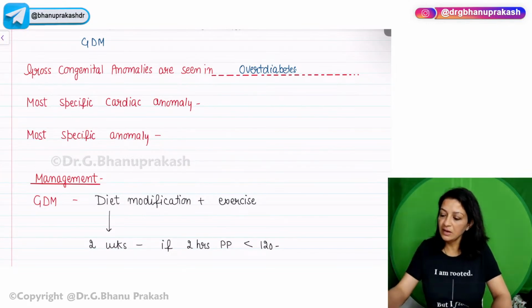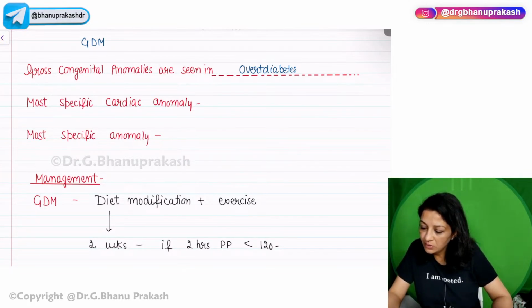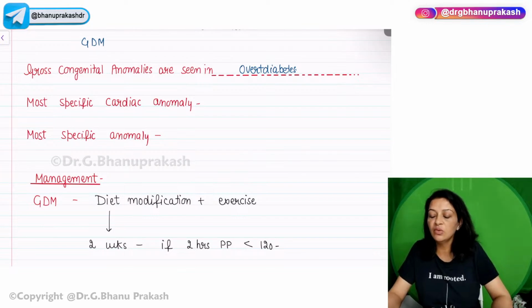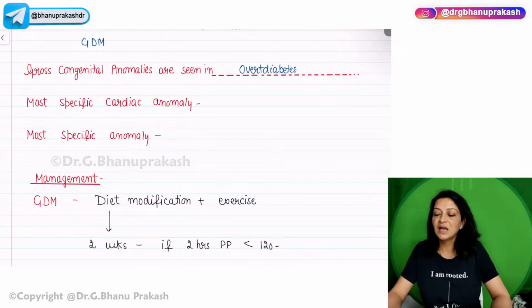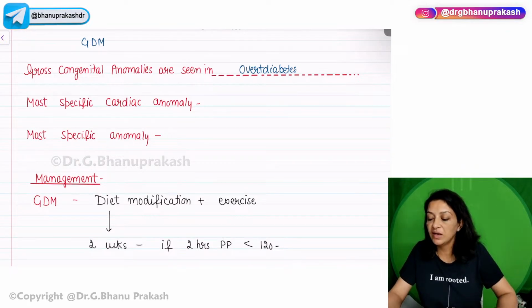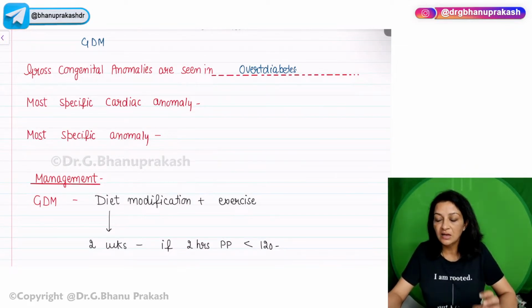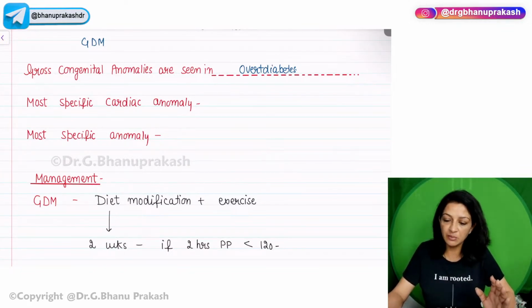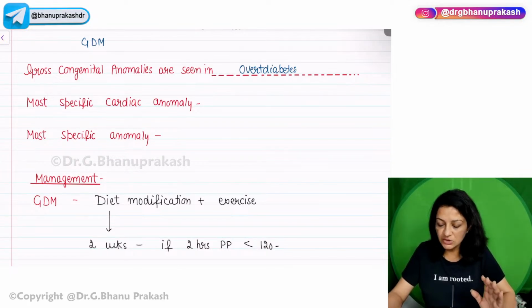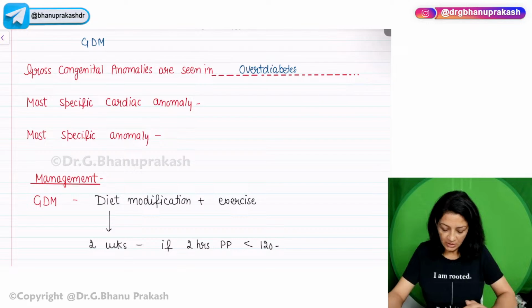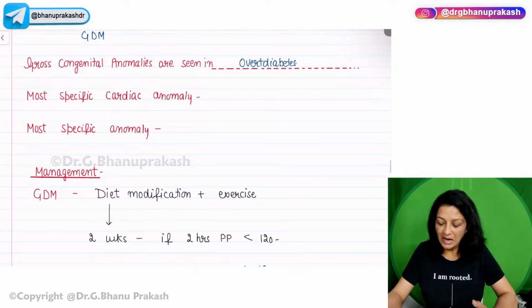Yes, Dr. Bhuwana, GDM occurs after the embryonic period. Yes, GDM mostly occurs at 24 to 28 weeks, because at that time all the hormones like human placental lactogen, cortisol, prolactin, estrogen, and progesterone will be at their maximum, at around 24 weeks. That is why GDM occurs after 24 weeks. Okay.